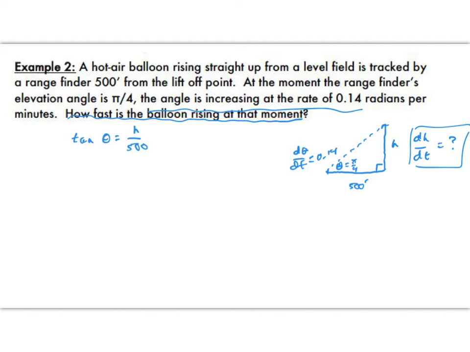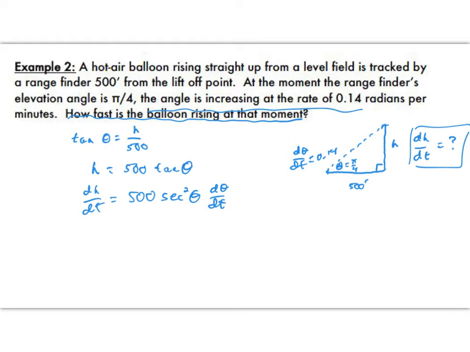I want to solve this equation that I've come up with for h. And when I do that, I'm going to get h is equal to 500 times the tangent of theta. And in order for me to get the differentials to pop up, I need to take the derivative of both sides with respect to time. dh over dt is going to be 500 secant squared of theta d theta over dt.